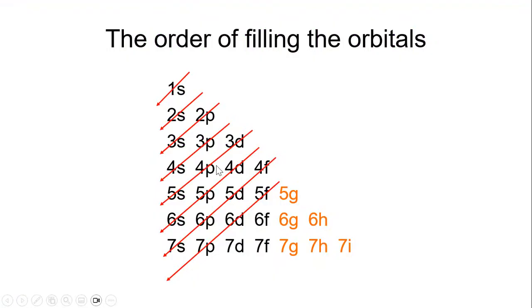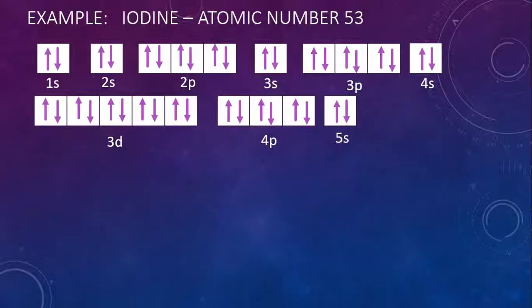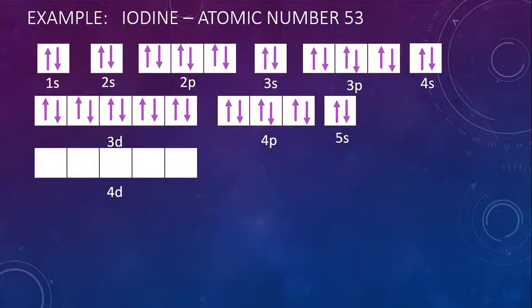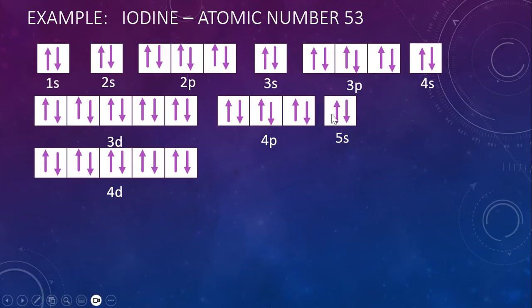After the 5s is the 4d. 4d has 10 electrons. 1, 2, 3, 4, 5, 6, 7, 8, 9, 10. Whew. Let's see, we had 36, 38, plus 10, 48. Oh, we're almost there. What comes after 4d?